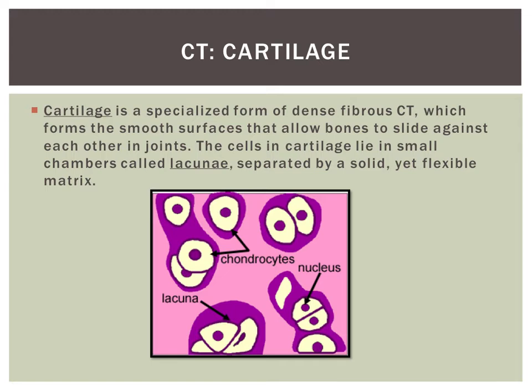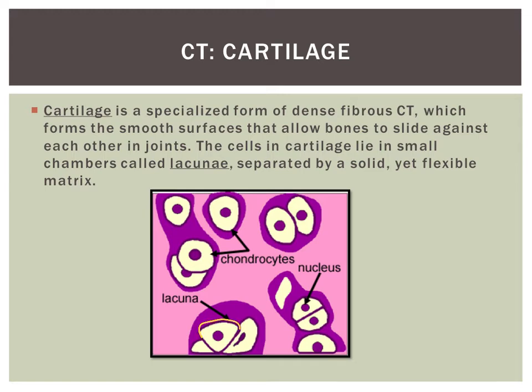Cartilage is another type of connective tissue. This forms the smooth surfaces that allow bones to slide against each other, so it's going to cushion. You don't have bone rubbing against bone. The cells in cartilage lie in small chambers called lacunae, which are separated by a solid, flexible matrix.